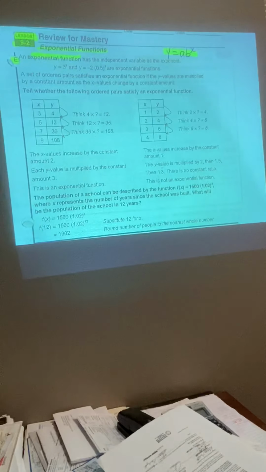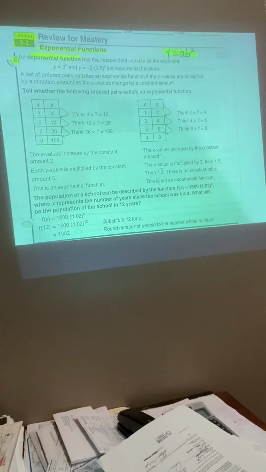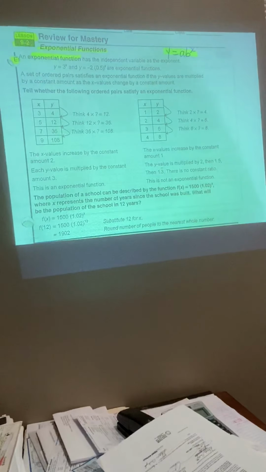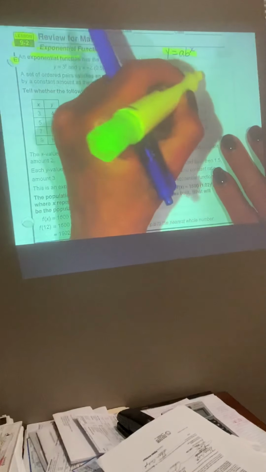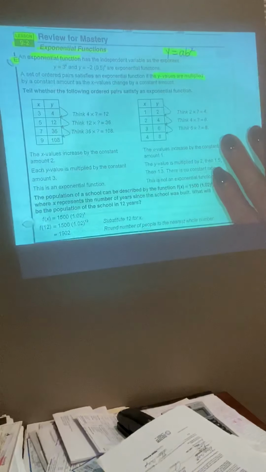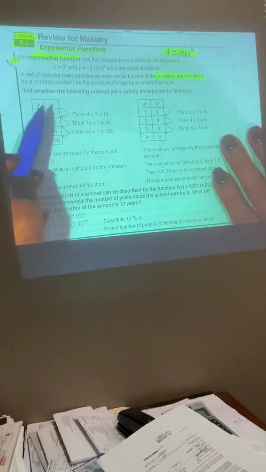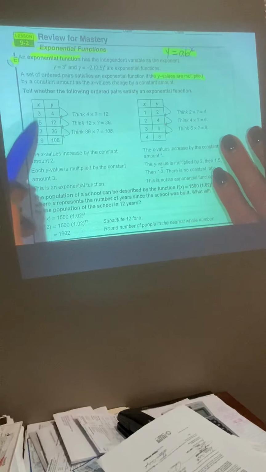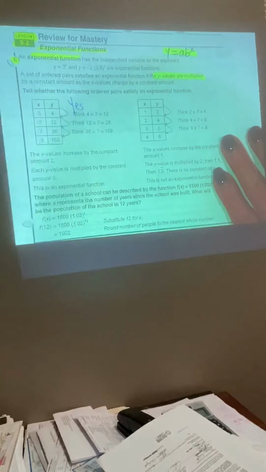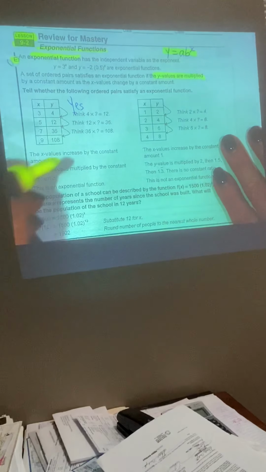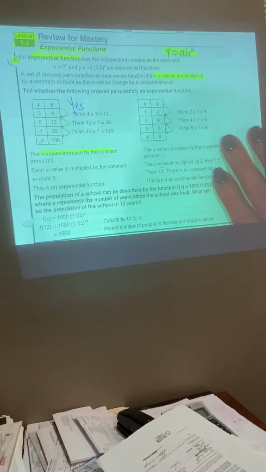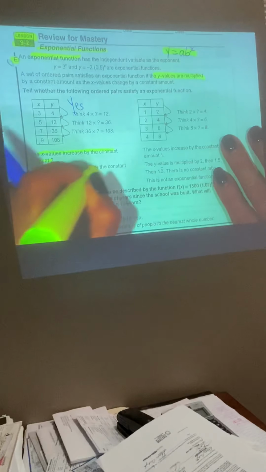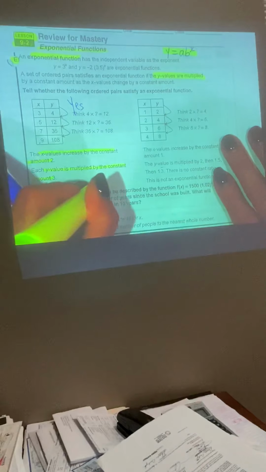A set of ordered pairs satisfies an exponential function if the y values are multiplied. So the key to whether something is exponential or not is whether the y values are multiplied. That is the key. So the question is, are the y values multiplied? Your x's have to be constant, 3, 5, 7, 9, that's good. Are the y values multiplied? 4, 12, 36, 108, yes they are. They are exponential because they're multiplied by 3. The x values increase by a constant amount, 2. The y values are multiplied by 3, therefore it's exponential.